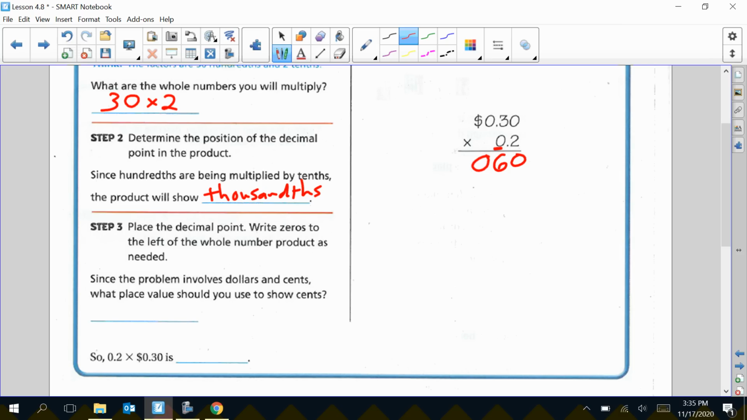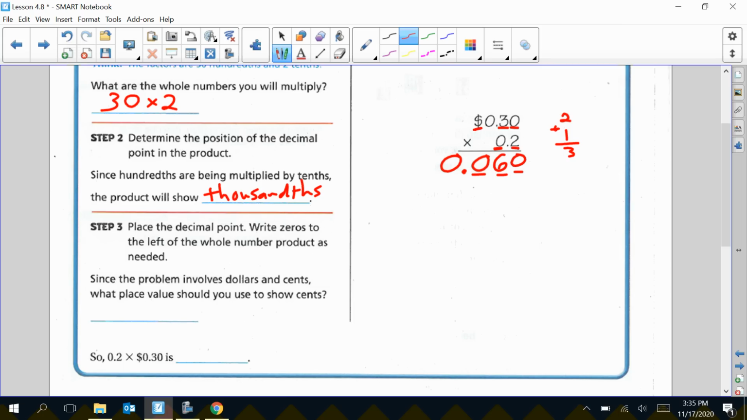So now we can go ahead and place our decimal point. We count our decimal places. We have 2 digits to the right of the decimal in the top factor, and only 1 place to the right in the bottom factor. So that gives us 3 total places to the right of the decimal. As we go through this, we have 1, 2, 3 digits to the right. Then we place our decimal point. We add a 0 for the ones place, and our answer is 60 thousandths.